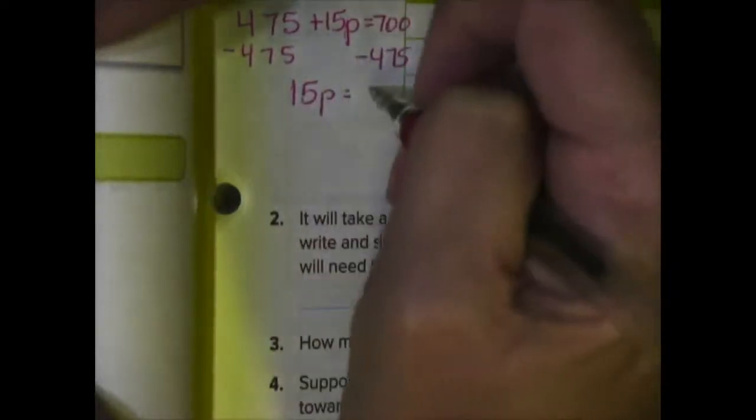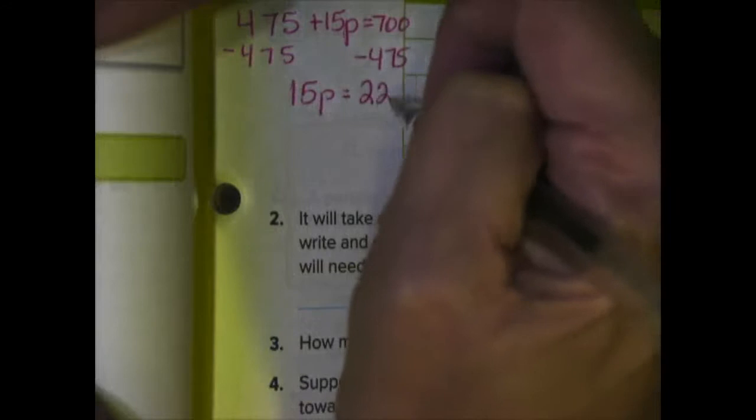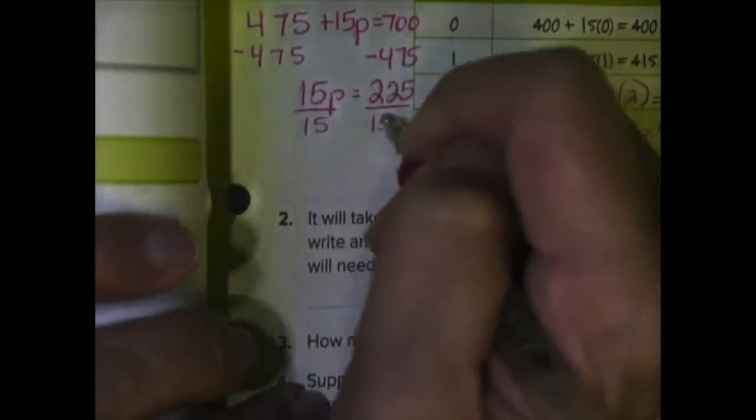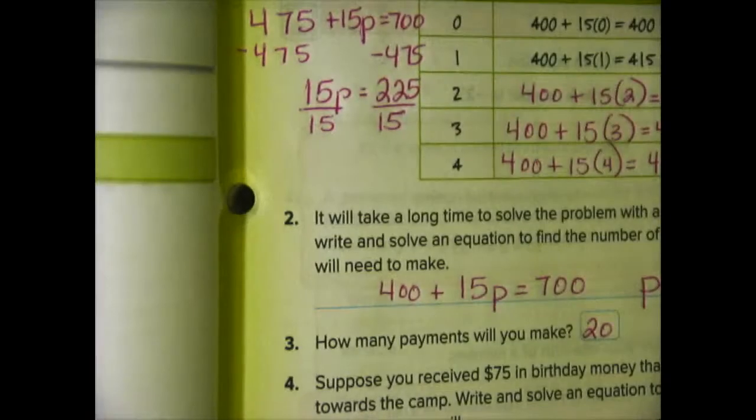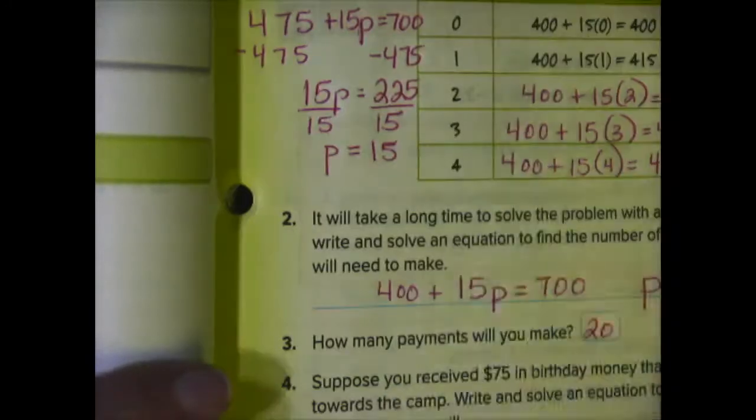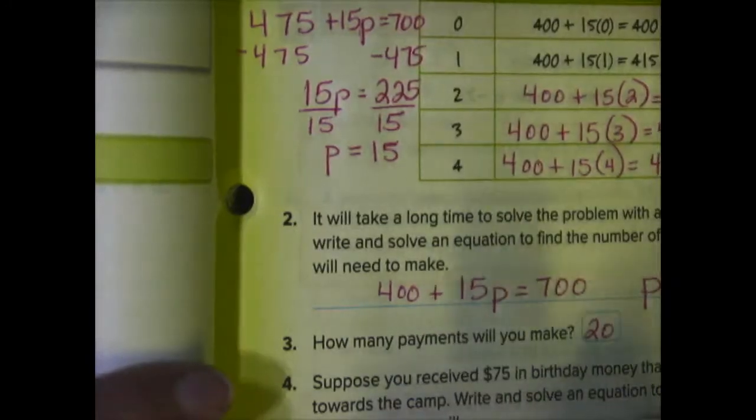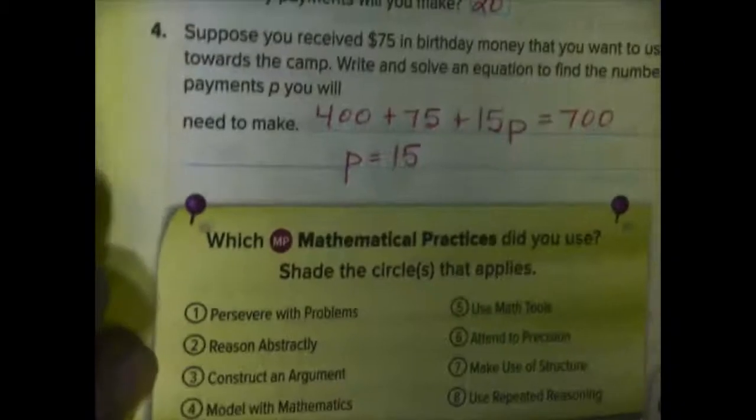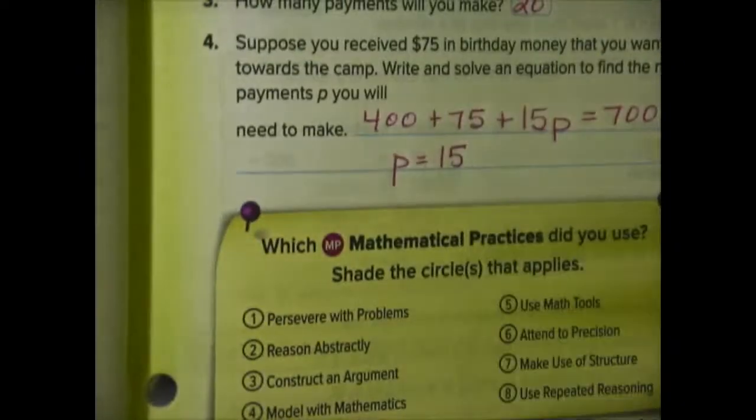We're left with 15P equals 225. And then we'll divide both sides by 15. And if you know your squares, you know that 15 times 15 is 225. So this time it's going to take us 15 weeks to pay off the amount. So P equals 15.